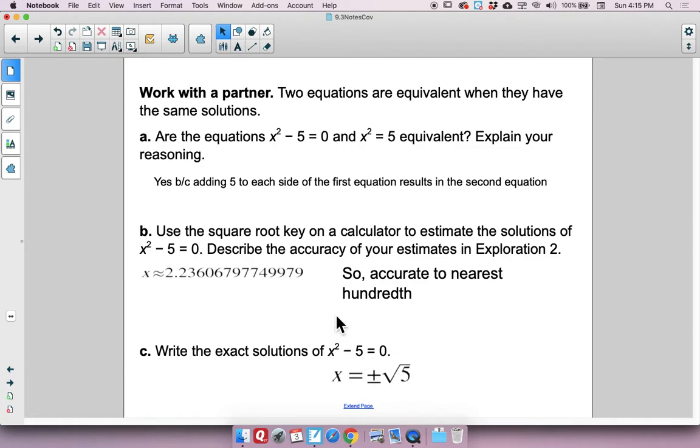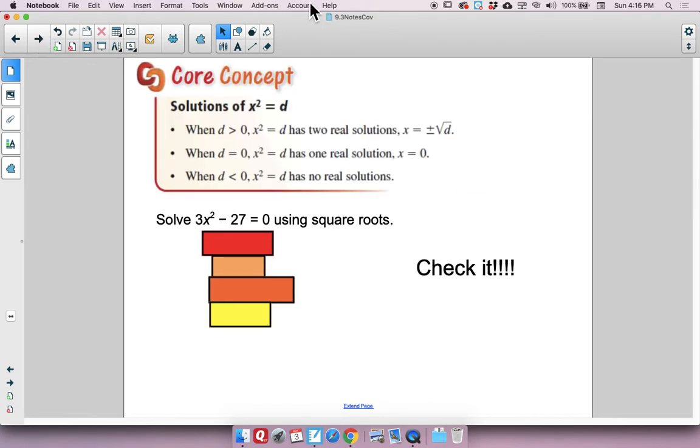So it depends on the problem. If we ask you to estimate, then you would want to take the square root of 5 and round it to the nearest number of decimal places that we mentioned. If we say exact solutions, then we're talking about this. And if we don't say anything, then that's our fault. Neither one will be fine. So don't sweat it.